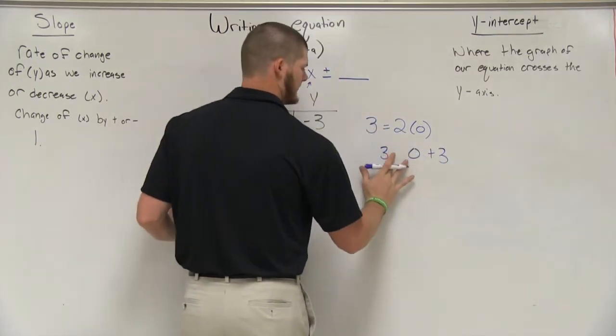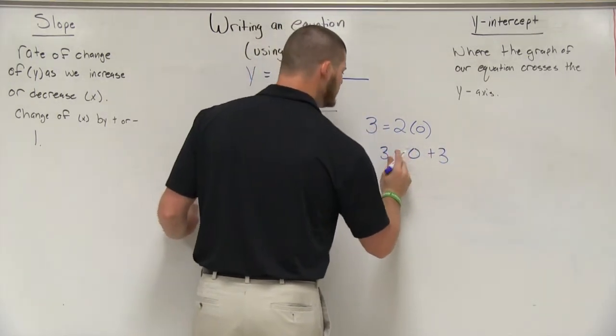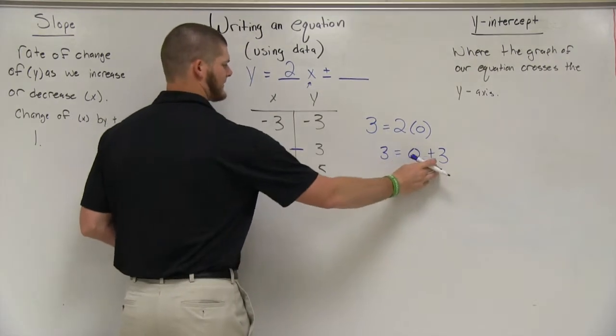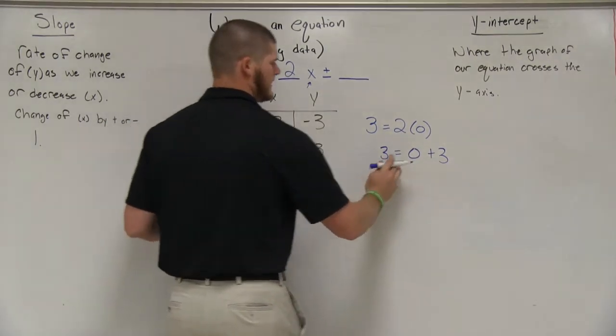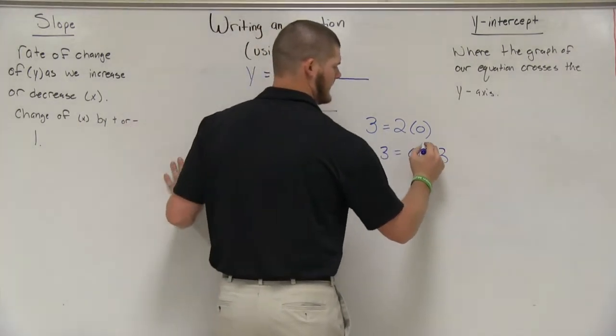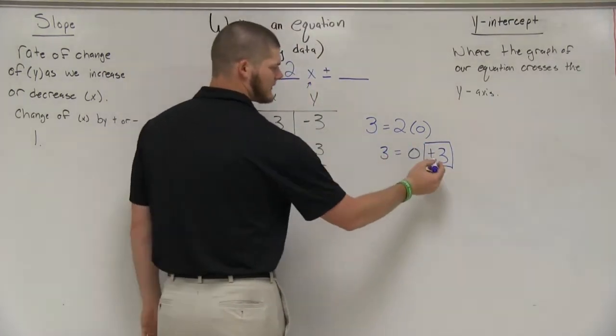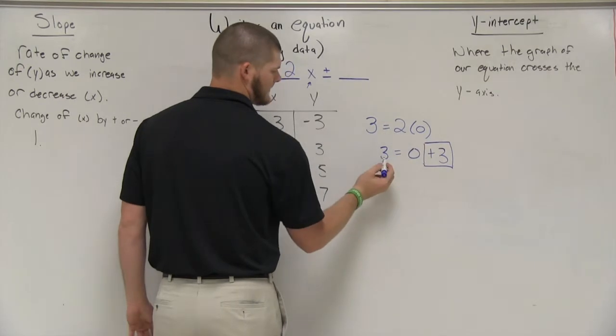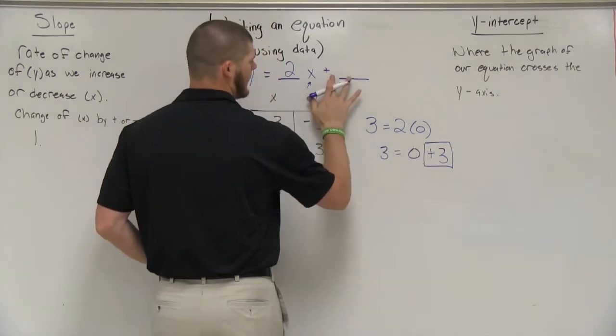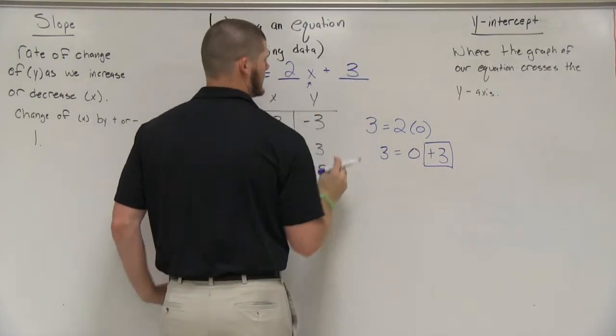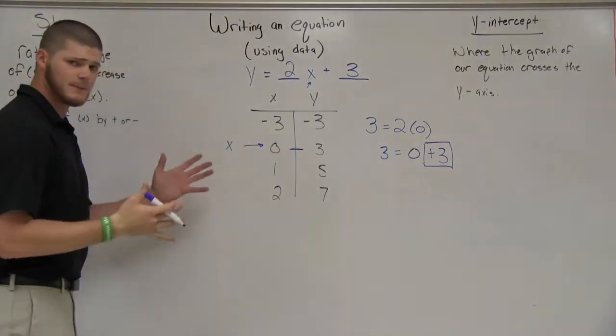Now this is correct. If I add 3 to 0, I get 3. So what this tells me is that after I plug in my x value to my slope, the increase or decrease that I have to do to get to my y value becomes my y-intercept. All right, it's pretty simple.